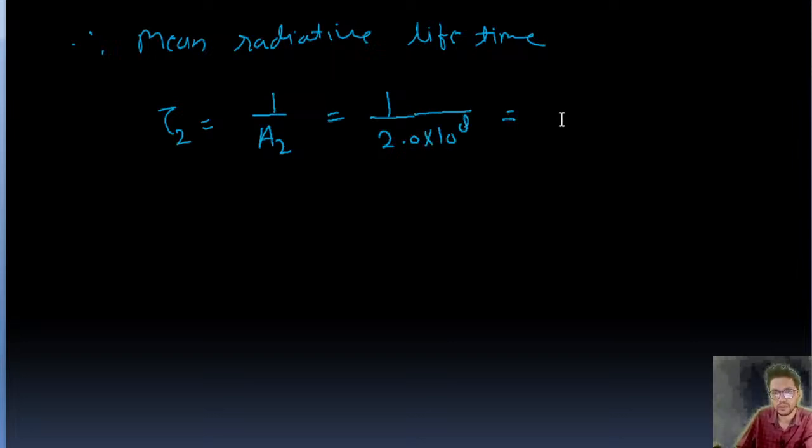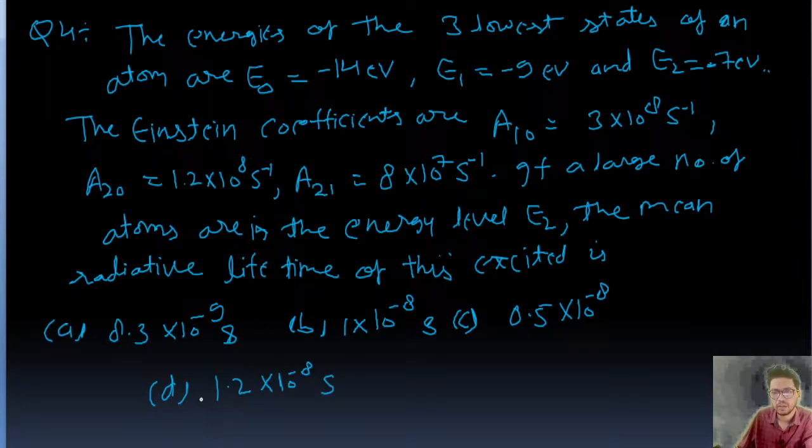So this value is going to be 0.5 into 10 to the power minus 8 seconds. Sorry, not second inverse, this is second, right? This is seconds. So this is the mean radiative lifetime. Which option is matching? Option C is matching, guys. Okay, option C.